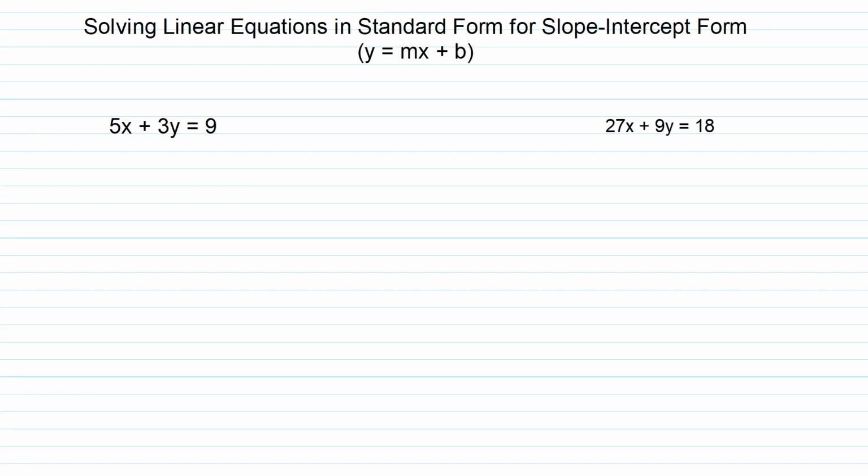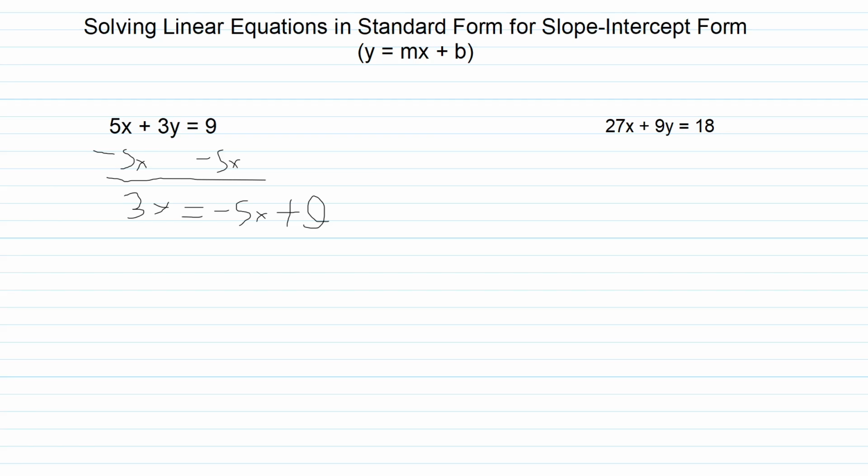Let's begin with our first equation: 5x plus 3y is equal to 9. We want to subtract 5x from both sides. So on the left side of the equation, subtract 5x, and on the right side of the equation, we also want to subtract 5x. Now, our new equation will be 3y is equal to minus 5x plus 9. With this, we are not done yet.